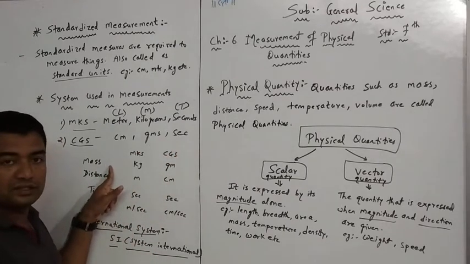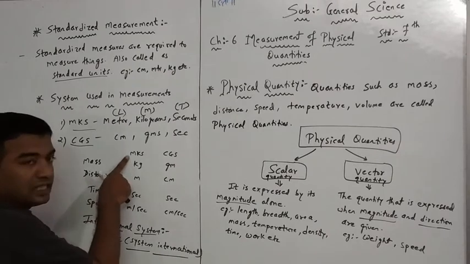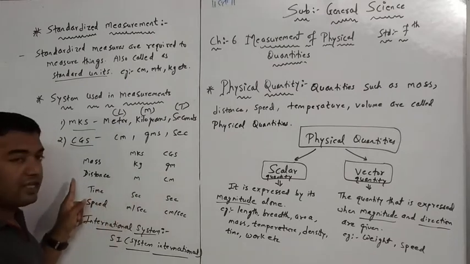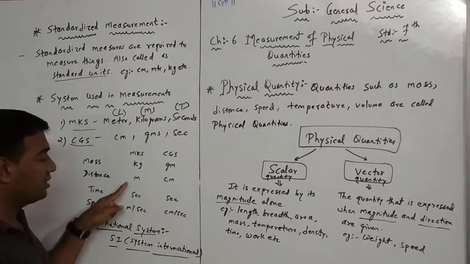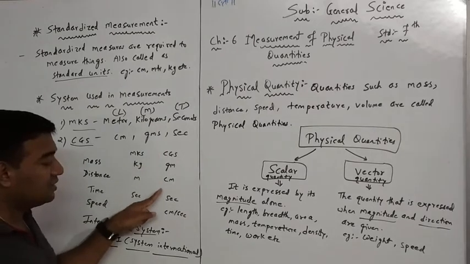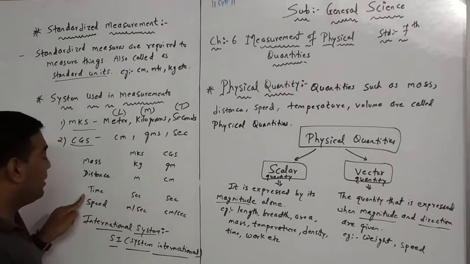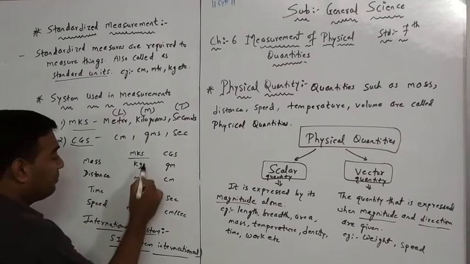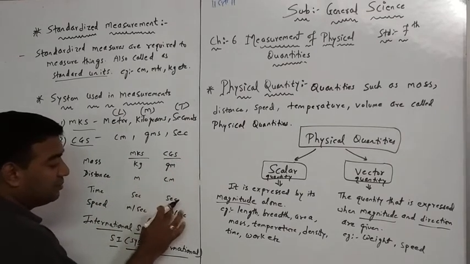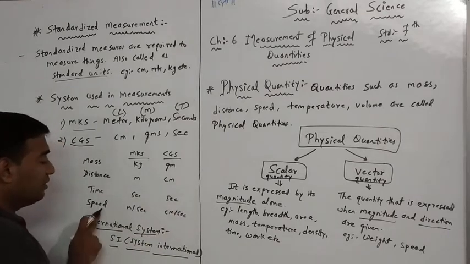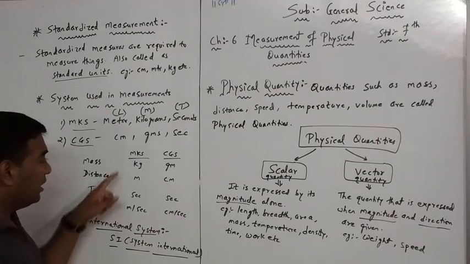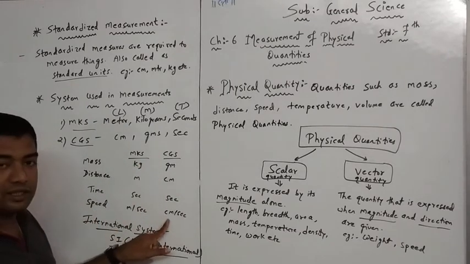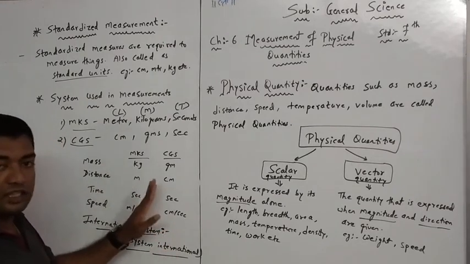First example is mass. When we are calculating mass, in MKS it is in kg and in CGS it is in grams. When we are calculating distance, in MKS system it is meter, and in CGS system it is centimeter. When we are calculating time, in MKS system it is seconds, and in CGS system it is also the same, seconds. When we are calculating speed, in MKS system it is meter per second, and in CGS system the speed will be calculated in centimeter per second. So these are the different units.